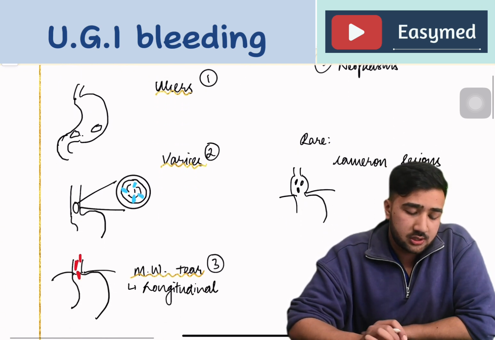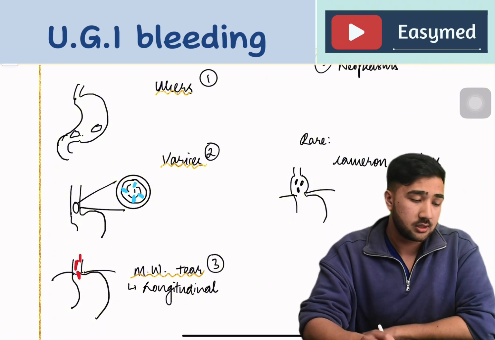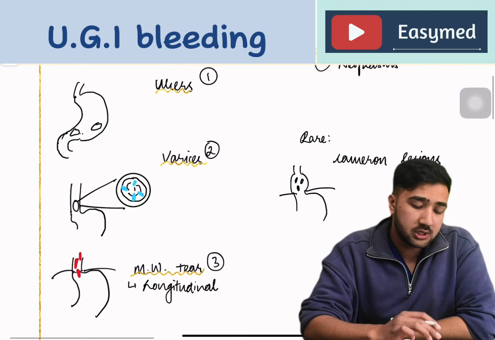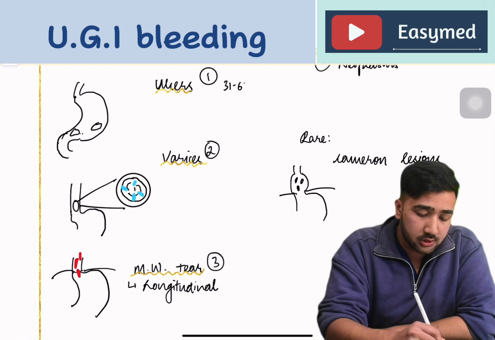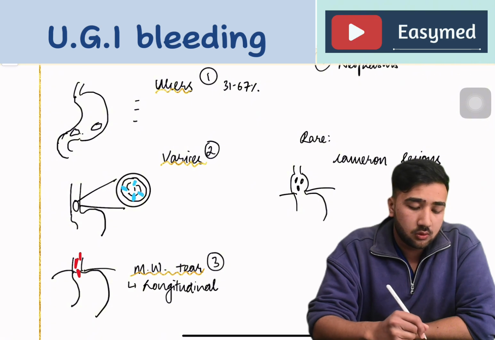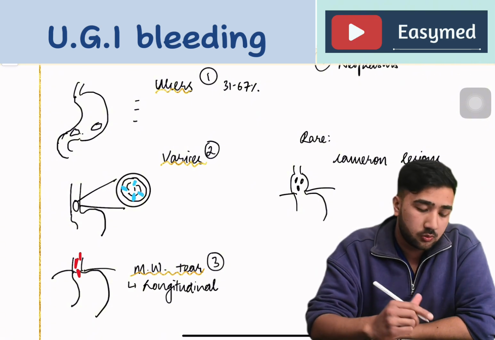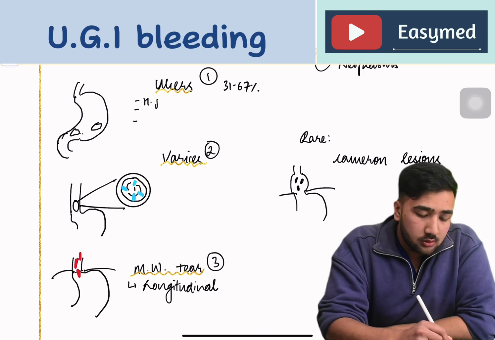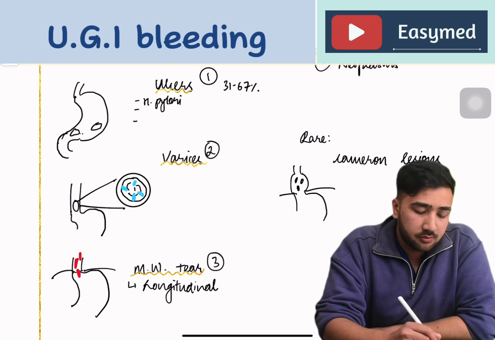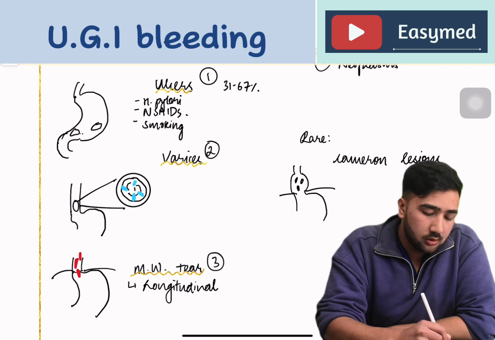And according to Harrison's table, most common cause of upper gastrointestinal bleeding are ulcers, which account for 31 to 67% of the causes. Now, we all know peptic ulcer disease can be a whole separate topic, 1 hour long. So in this topic, we're only discussing very short points. The common causes of peptic ulcer disease are H. pylori, NSAIDs, other drugs, smoking, alcohol.